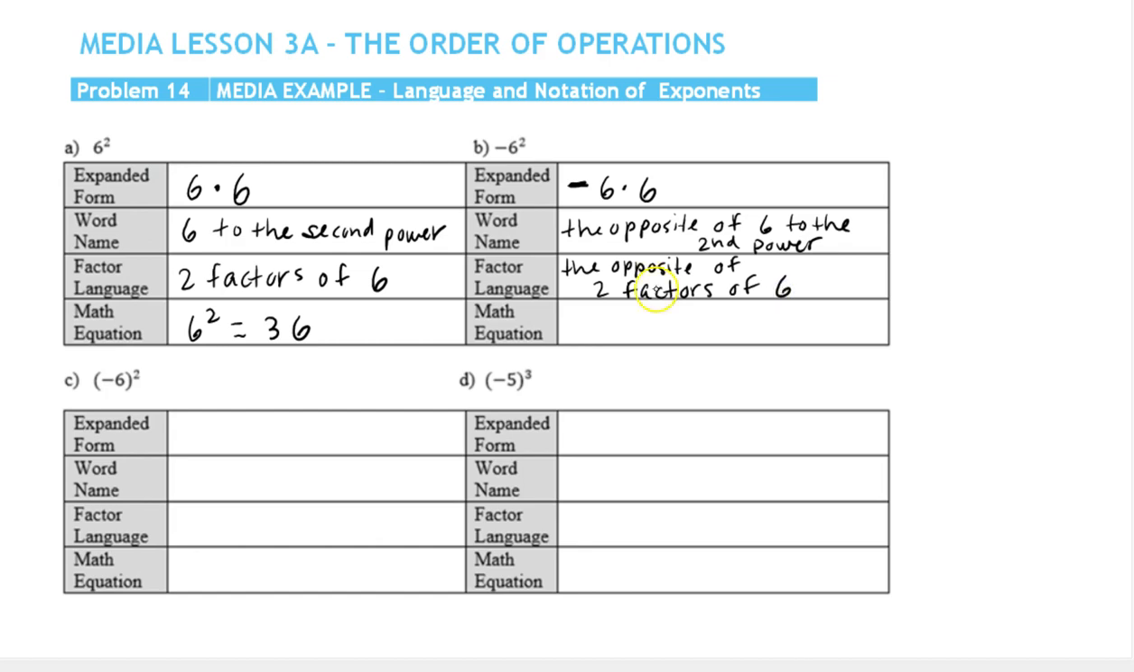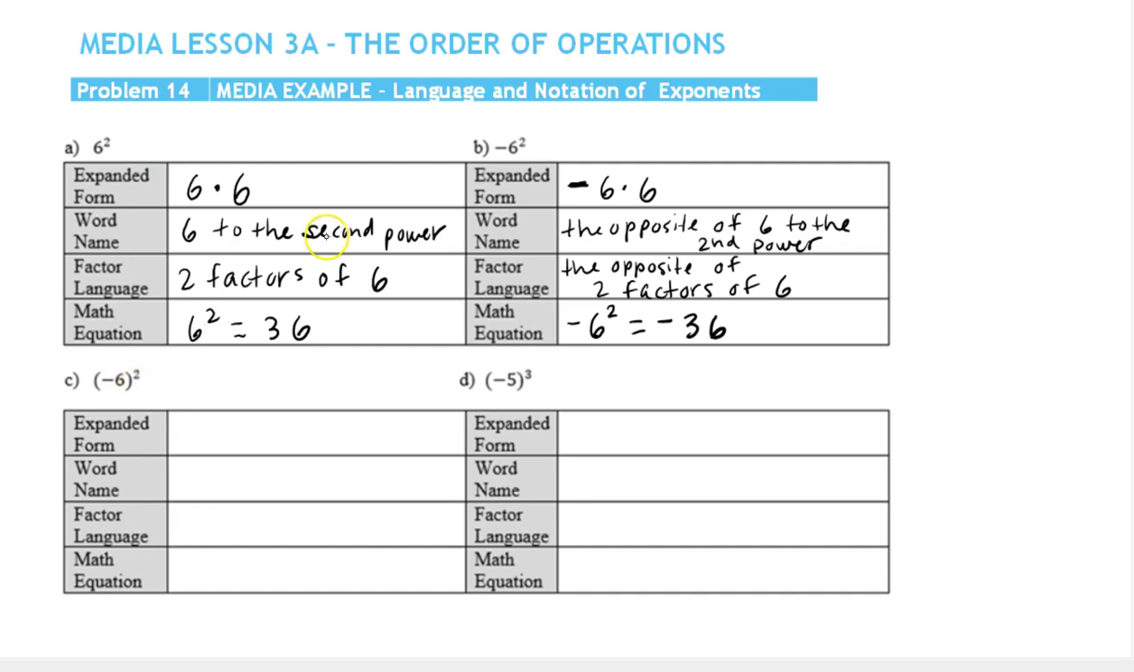Okay, so notice this is important. The 6 is the only thing that's being squared here, so we have 2 factors of 6 just like we did here, and this is representing the opposite of that. For the math equation, I'm going to write the original expression, and then we're going to write what it equals. So looking up here, 6 times 6 is 36, and the opposite of 36 is negative 36. Let's look at the next one.